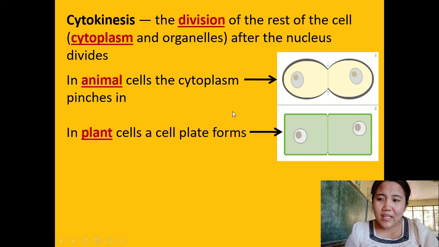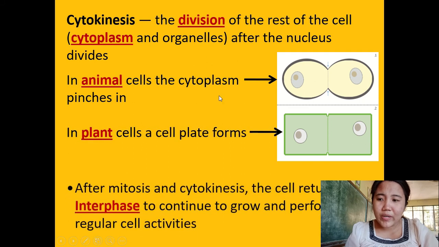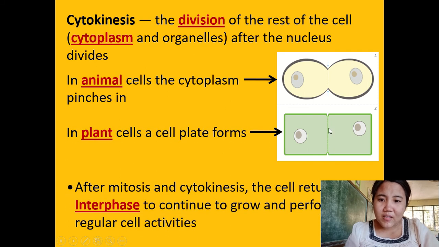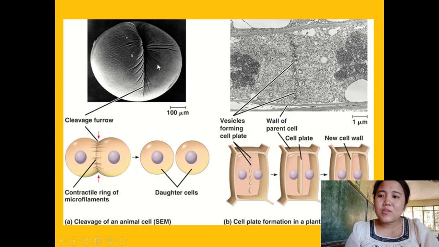Unlike the plant cell, the cell plates form from the inside, going to there. So after mitosis and cytokinesis, the cell returns to interphase to continue to grow and perform regular cell activities. So this is an example. There will be a cleavage furrow.